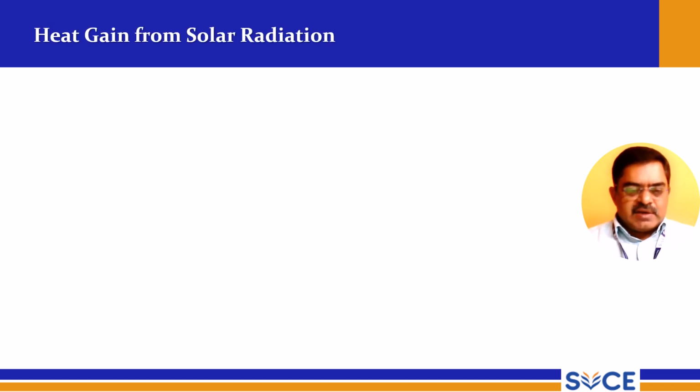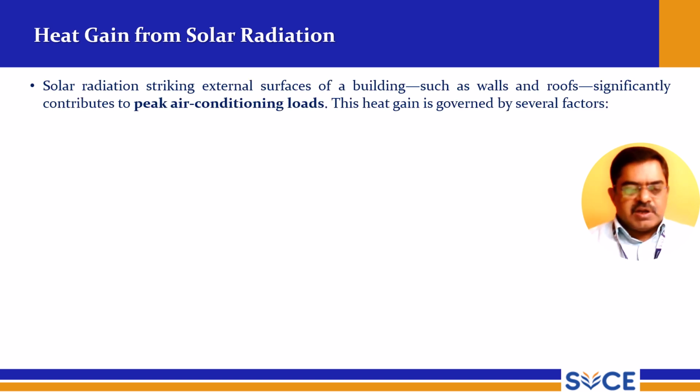So it is heat transfer as well as heat gain. Heat gain is happening actually from solar radiation. The solar radiation striking external surfaces of a building such as walls and roofs significantly contributes to peak air conditioning loads. So here solar radiation is one of the major sources of air conditioning load.